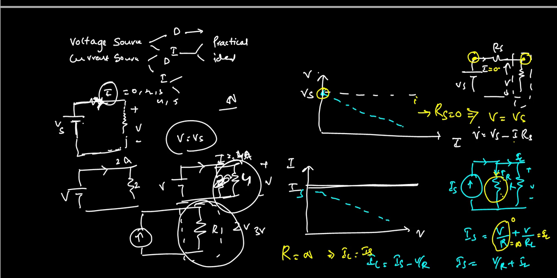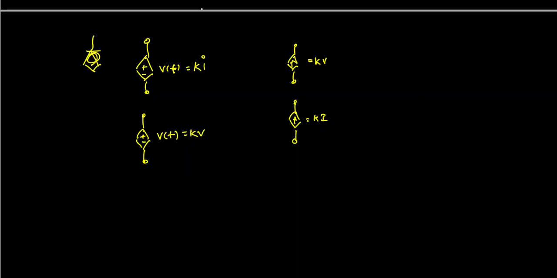If you convert a practical current source to an ideal current source, the resistance across the current source should be as high as possible. For a practical voltage source to be an ideal voltage source, the resistance in series with the voltage source is as minimum as possible.